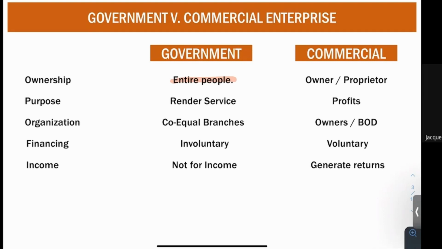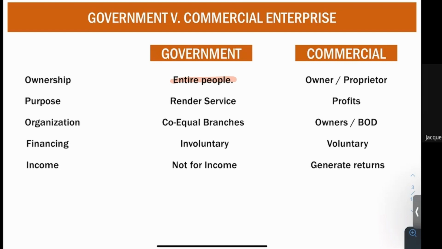So the usage of our funds, which is collectively given by the people through the tax, will be given back to the people by the government's rendering of service. If you still remember under your taxation, that is mutual benefits, or you can say it's more of a benefit received.